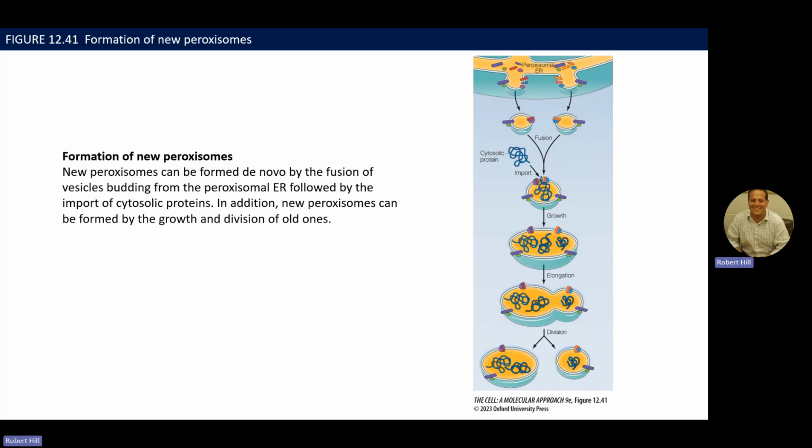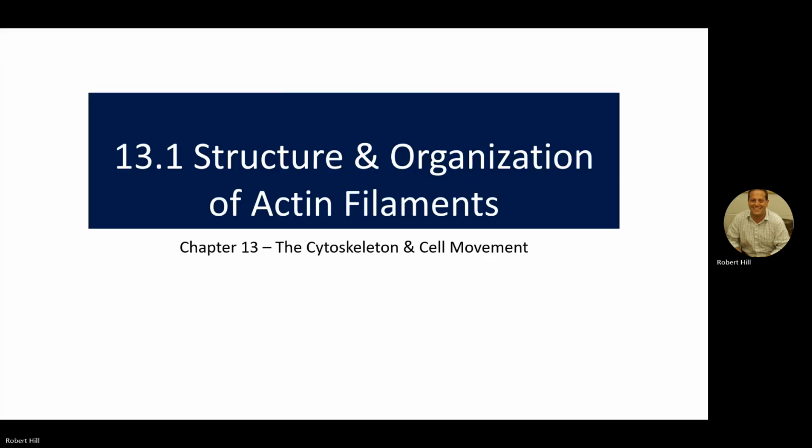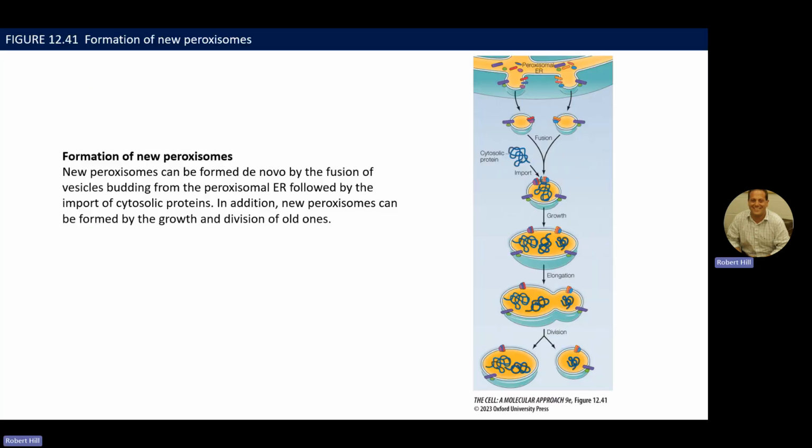All right, so there we've got two new peroxisomes budding off of the ER, and they're fusing together. They're creating that importomer. They can grow and get bigger, and they can also divide, producing multiple peroxisomes. And those new peroxisomes can grow and divide almost just like cell division occurs. Not too bad, right?